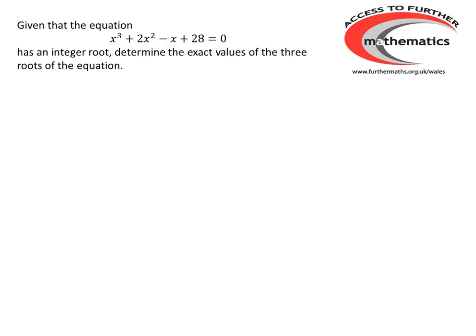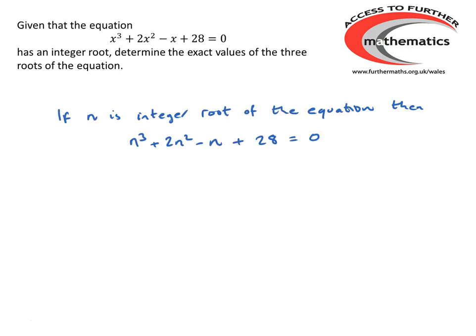So, our first example, we're told that the equation x cubed plus 2x squared minus x plus 28 equals 0 has got an integer root. Using that fact, we've got to determine the exact values of the 3 roots of the equation. Well, let's start by having a think about the integer root. Let's suppose it's n. Well, if n is the integer root of the equation, we know that n cubed plus 2n squared minus n plus 28 must equal 0.